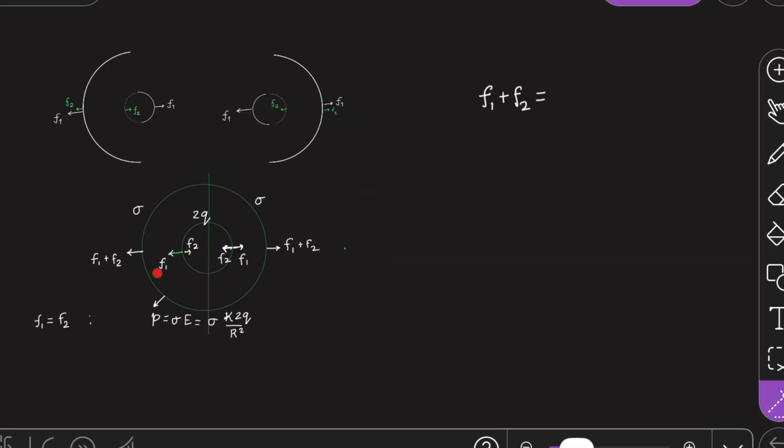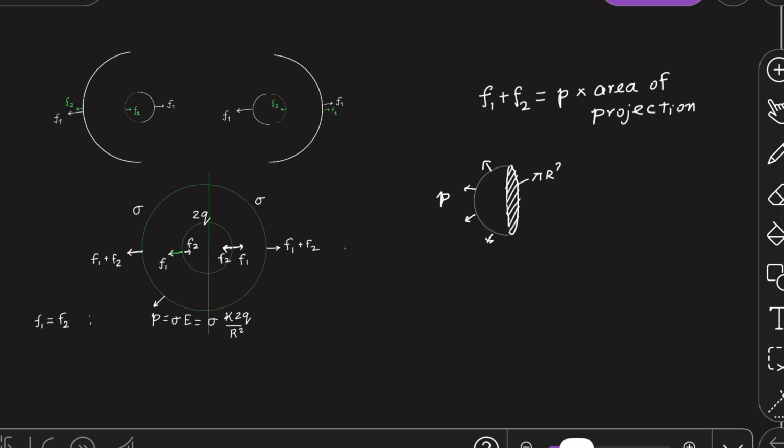On the outer hemisphere, we have F1 plus F2 as the resultant force. That resultant force must be equal to pressure into area of projection. So the situation is like this: we have pressure, and this is the area of projection, pi r square. Pressure into area of projection will give the total force acting on this hemisphere. So that should be F1 plus F2. And since F1 and F2 are equal, F1 plus F2 can be written as 2F1, which equals sigma into K 2Q by R square into the area of projection, that is pi r square.